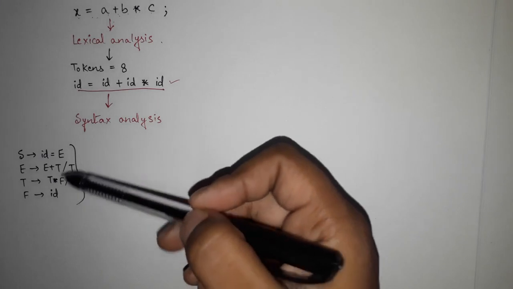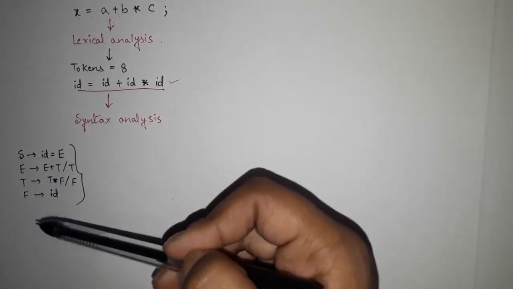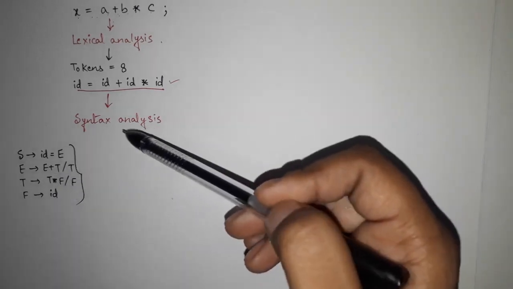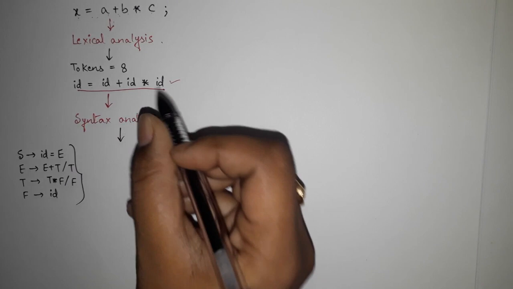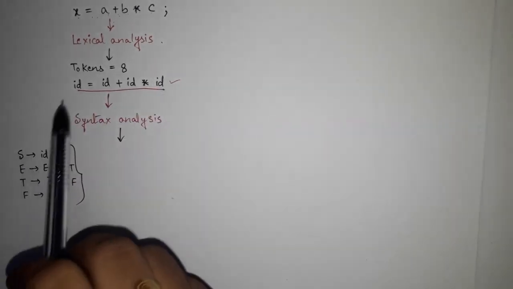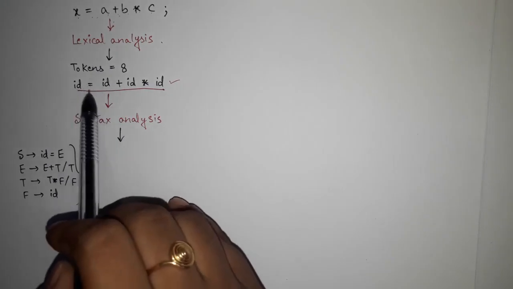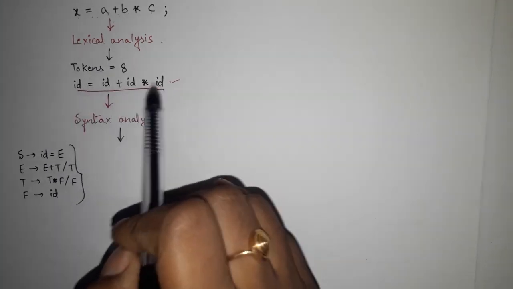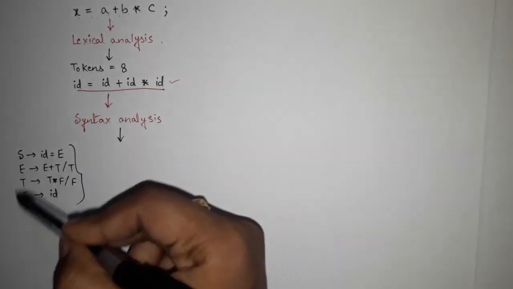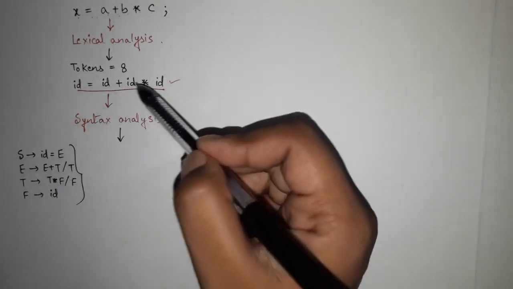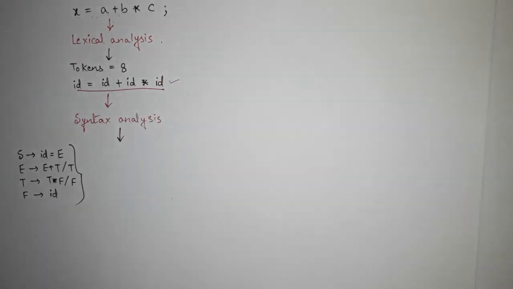Okay, so for example, let us consider that this is the grammar that we are having, and with the help of this grammar, we will be drawing the syntax analysis or parse tree. Understood? In lexical analysis, we have already got ID equal to ID plus ID star ID. So first of all, we have this equation, and secondly, we have this grammar. With the help of these two, the syntax analysis phase will generate a parse tree.